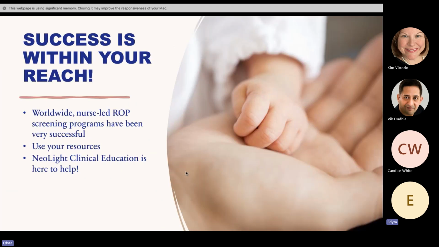I know this can seem daunting, especially when you're changing from a more hands-off approach to a very much nurse-directed, nurse-led ROP screening program. I know it can be a little bit scary, but they have been so successful worldwide. I know you can do it. There's so much support out there. I really encourage you to use those resources.